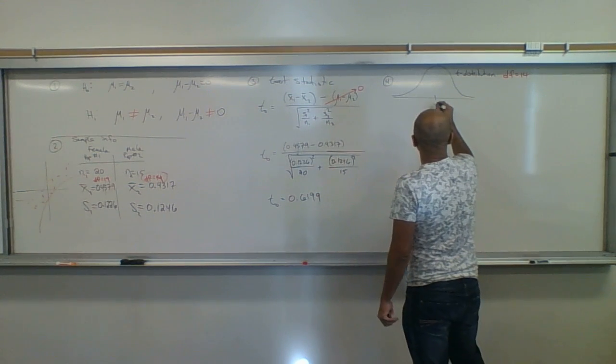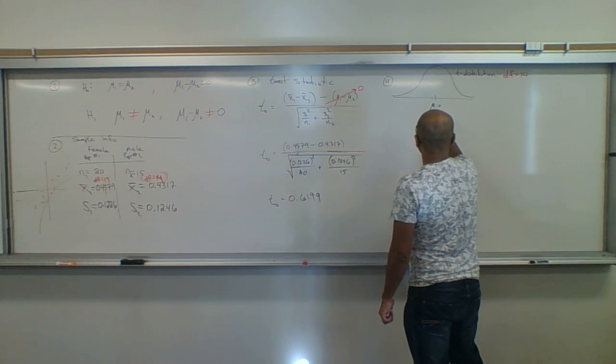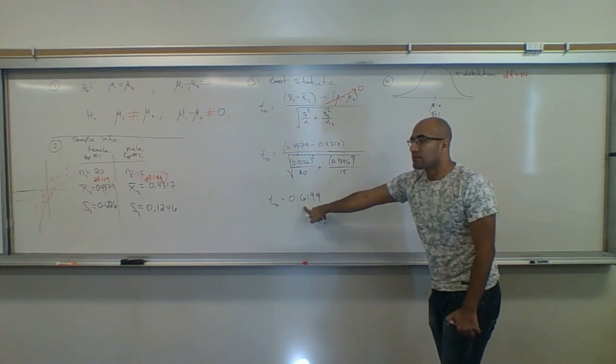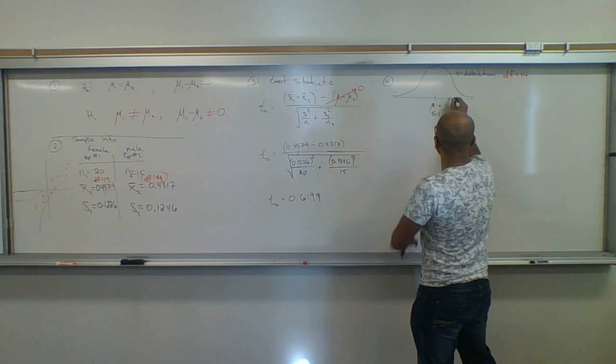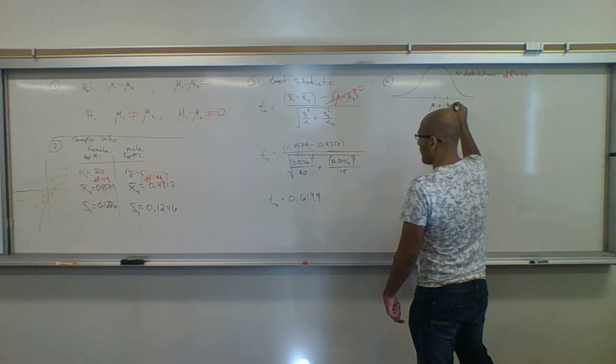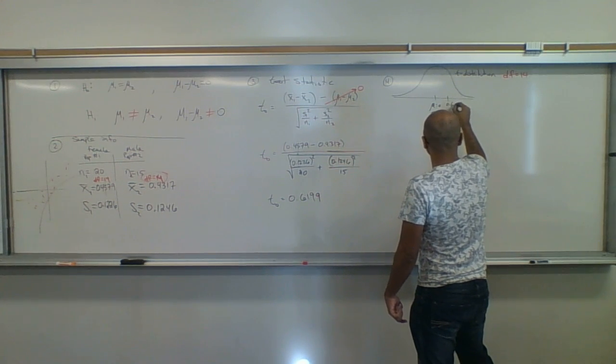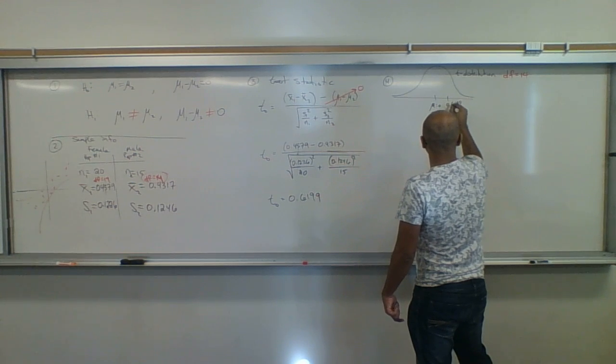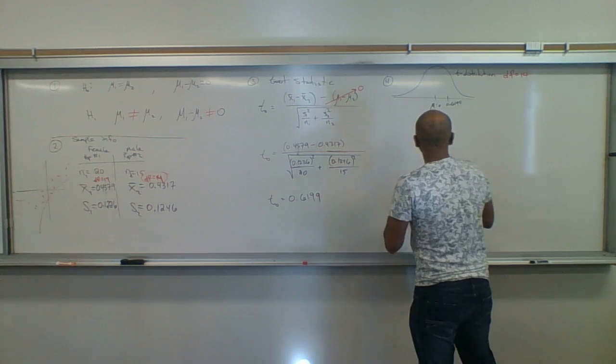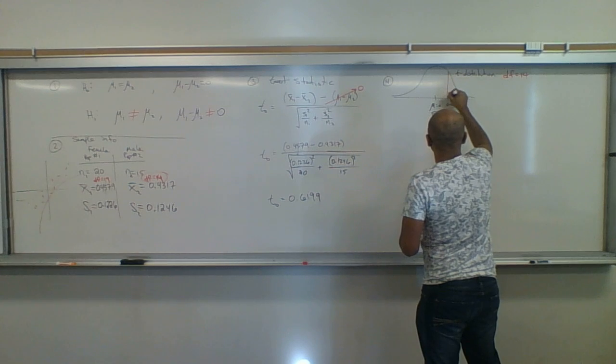Remember, this is the standard t distribution, so mu is 0, sigma is 1, and then we have this thing. This guy's positive, so it's over here. It's going to be 0.6199. And so we get something that looks like this.